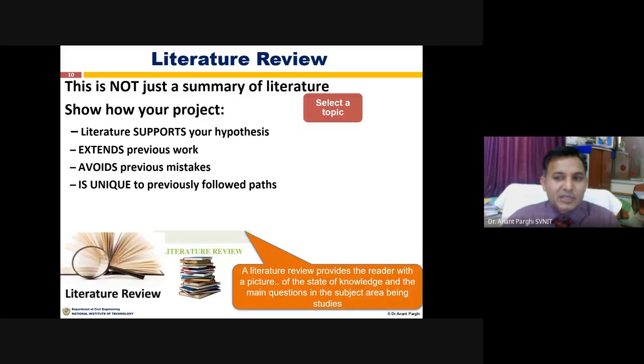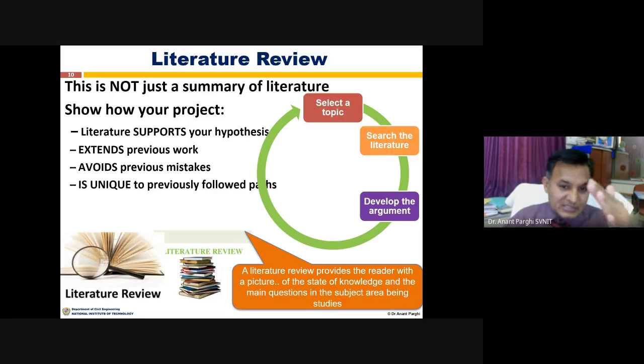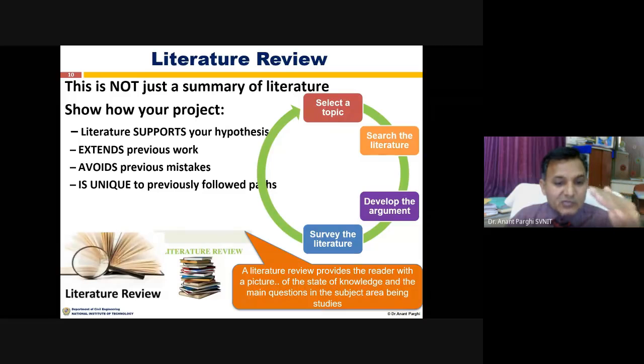So select a topic, right? What kind of topic will we have to select? Now you understand how to find the specific topic and search the specific literature. Once you have selected the topic, you need to search the literature on that specific topic, because you are trying to address that specific issue in that research. Develop the argument, right? Once you do the literature review, you will get motivated to pursue this research. So you need to develop the argument, then go survey the literature.